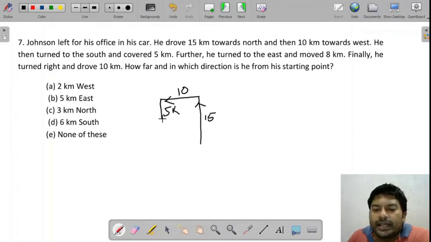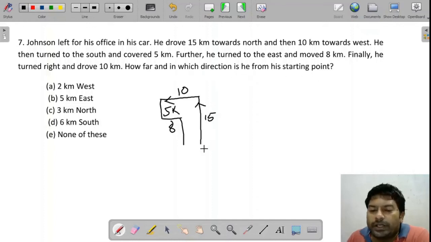Again he turned this side and covered 8 kilometers. Finally, he turned right. That means he started traveling this side. He drove 10 kilometers. Okay, how far and in which direction?